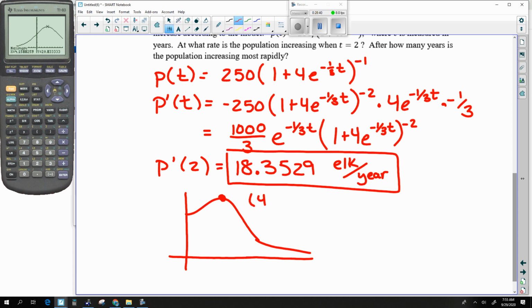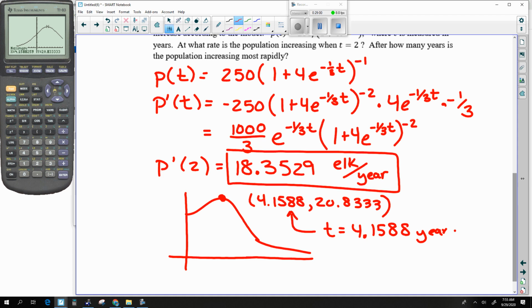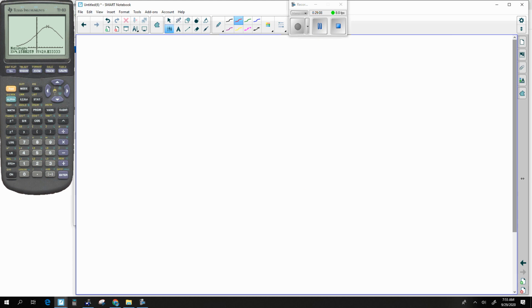So this occurs at 4.1588, comma 20.83333. All right, this is the time of the maximum rate. The other one is the rate itself. Sorry about that one, took a little bit more. Oh, that's it.